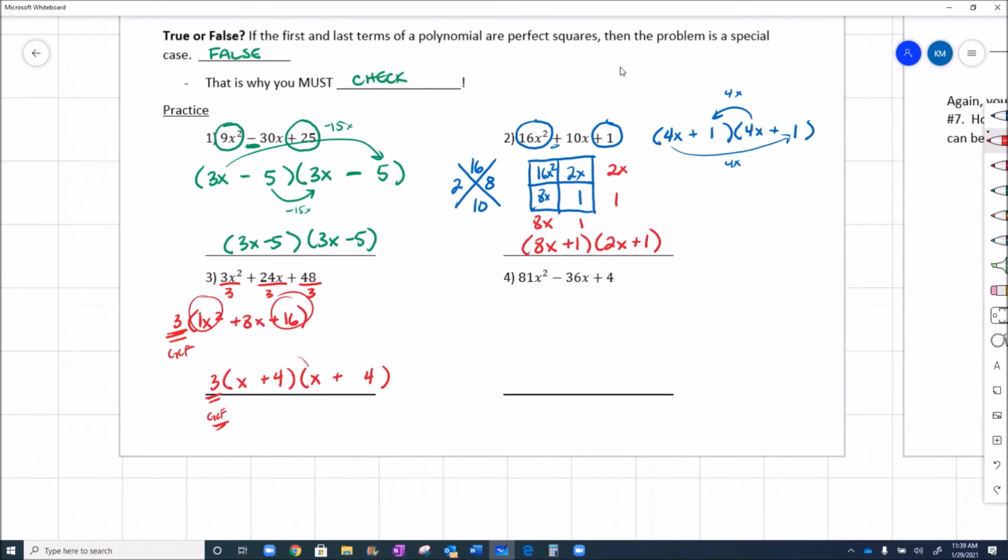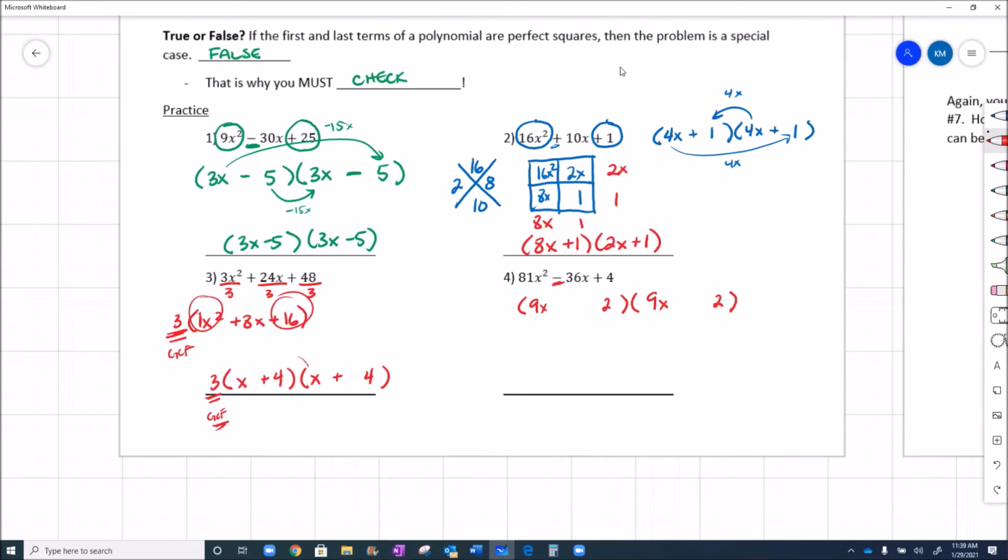Okay, number 4, checking again, we've got 81x squared and 4. So hey, 81 is a perfect square, 4 is a perfect square. Let's check it out. No GCFs here. So we have 9x and 9x. The square root of 4 is 2 and 2.